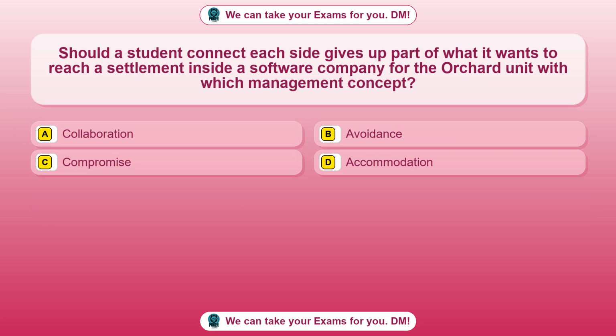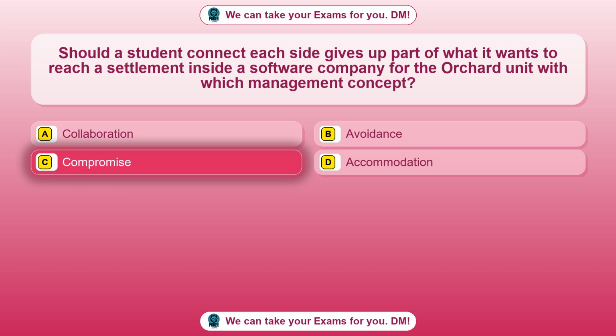Question 74. Should a student connect each side gives up part of what it wants to reach a settlement inside a software company for the Orchard unit with which management concept? Option A, collaboration. Option B, avoidance. Option C, compromise. Option D, accommodation. The correct answer is option C, compromise.